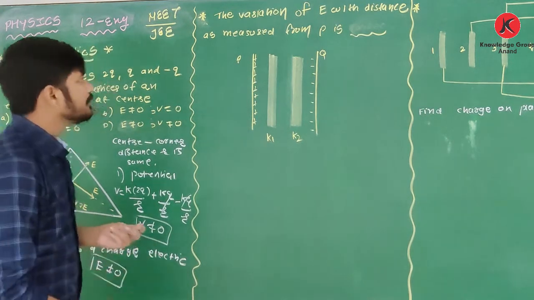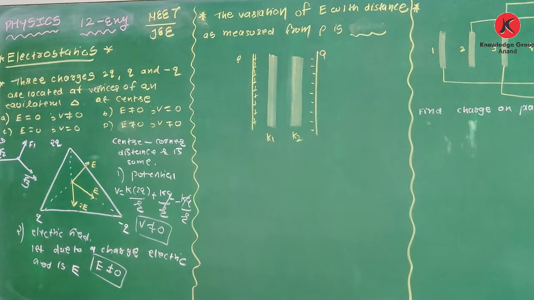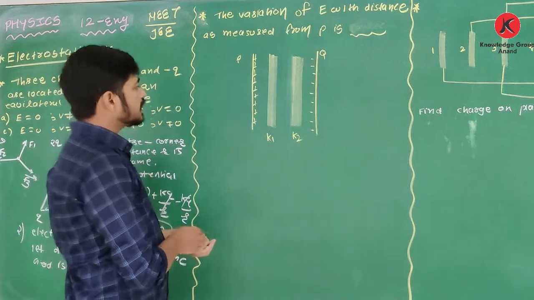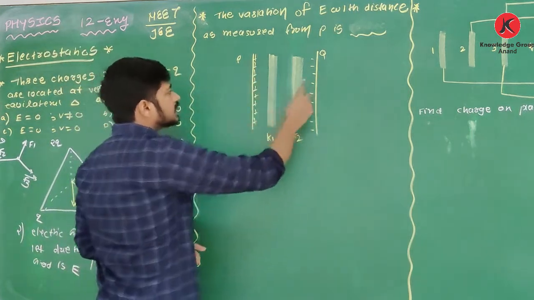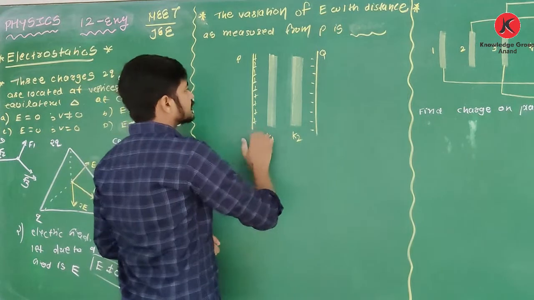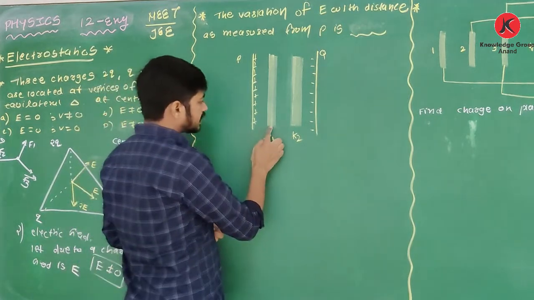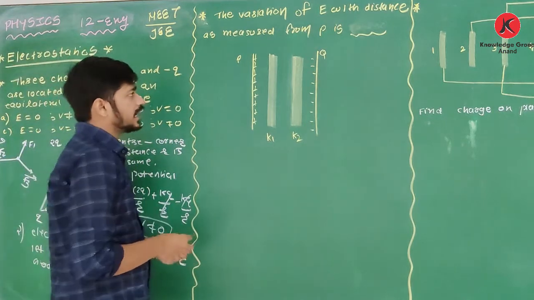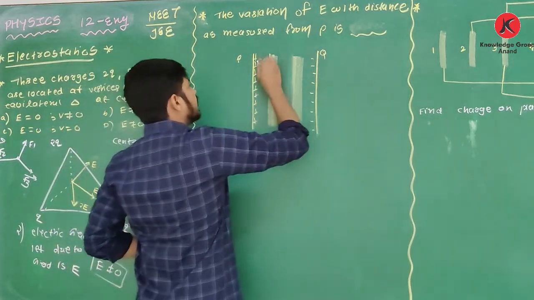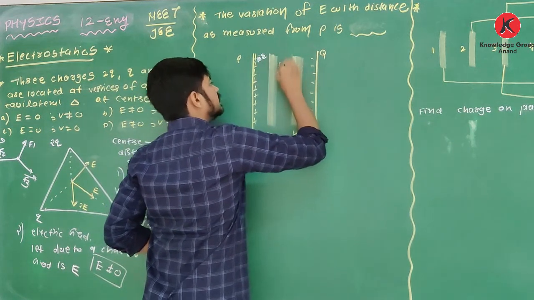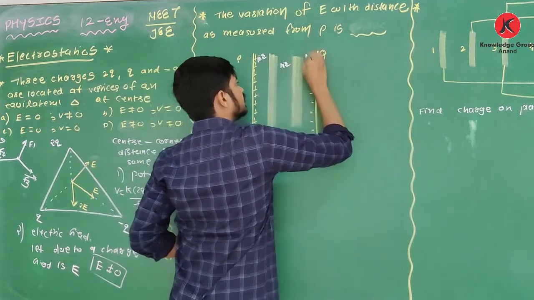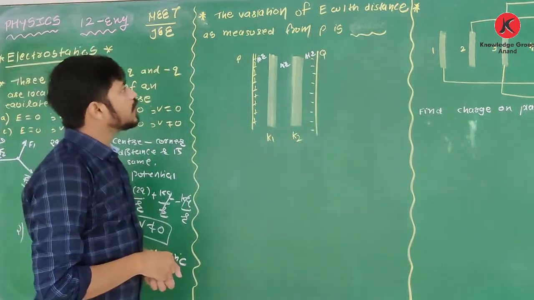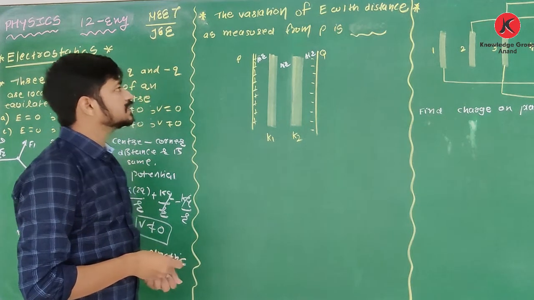Now next question, see. The variation of electric field with distance as measured from P. See what is actually given. You are given one capacitor. It is positively charged, it is negatively charged. Two dielectric mediums having dielectric constants K1 and K2 are placed between the two plates of the capacitor like this. In this region it is F, in this region it is F, in this region it is F. Your question is to find the variation of electric field with distance as measured from P.